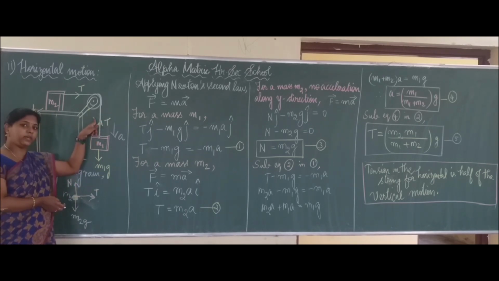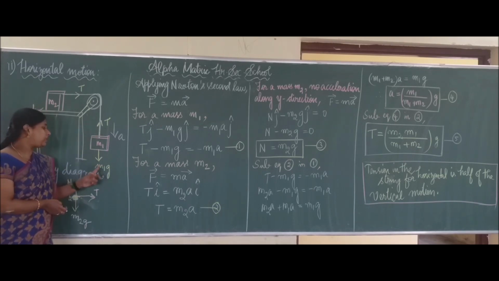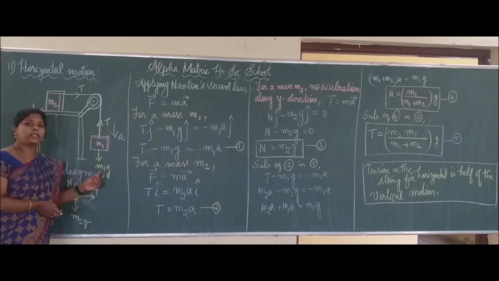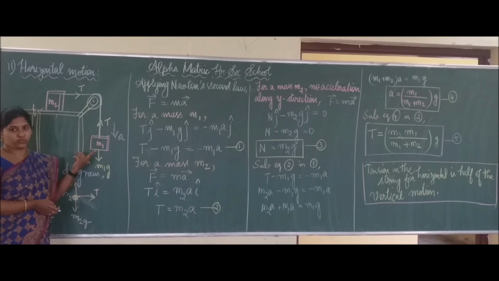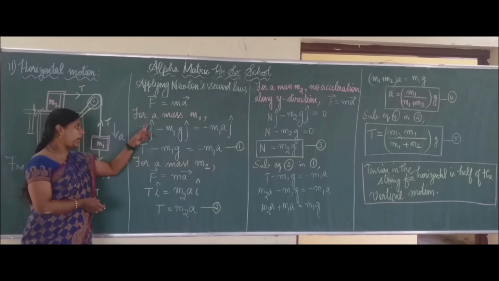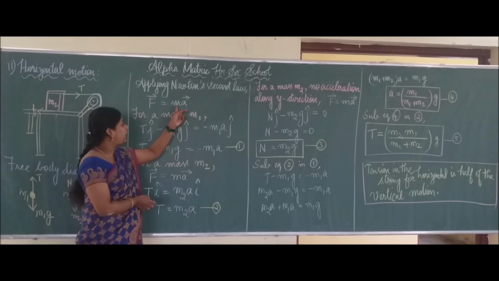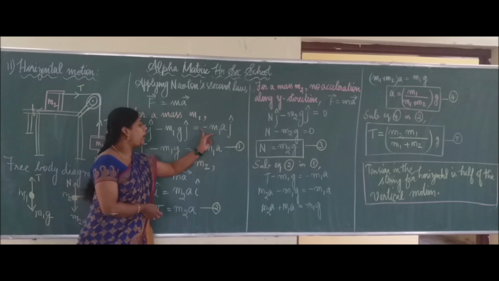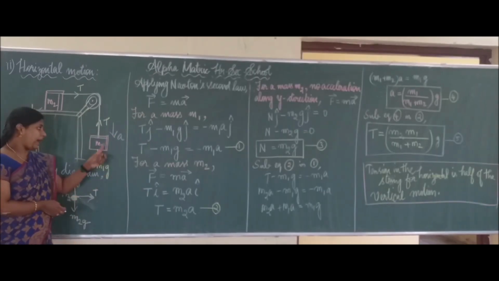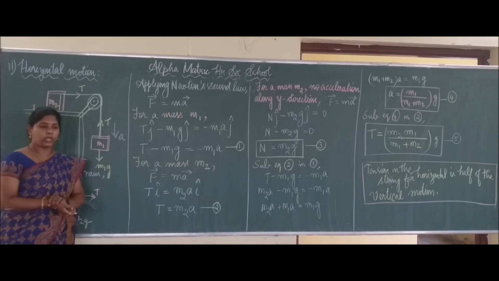The tension force is acting upwards, so it is the positive y direction, and the unit vector is plus j cap. The m1g is acting downward, the minus y direction, so the unit vector is minus j cap. So we have to subtract these two forces. It is T j cap minus m1g j cap equal to m1, the mass of the body, into a minus j cap, because the acceleration is acting downwards.